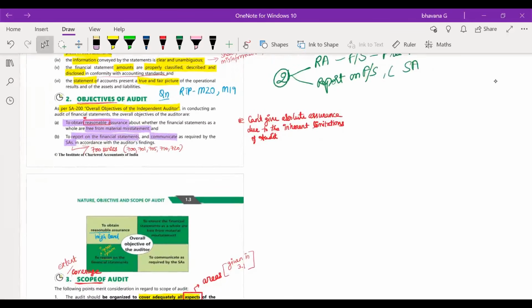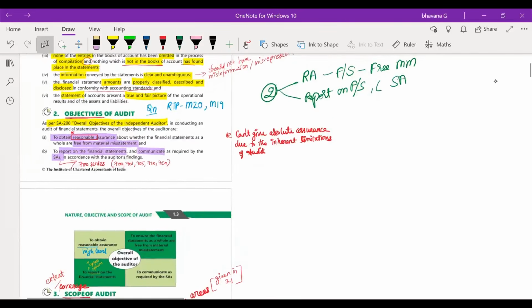Okay, this is very important, guys. So what are the 2 objectives of the auditor? One, that he has to give a reasonable assurance that these financial statements are free from material misstatement. Second, he has to give a report on the financial statement and also communicate whatever has to be communicated by the standards on auditing. Whatever the standards on auditing tell the auditor that you have to communicate, the auditor must have communicated it. These are the 2 objectives of audit.